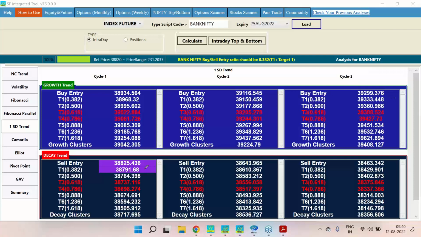We are at 38,799, but the Bank Nifty entry has to be made at 38,800 or below only. So Bank Nifty must be sold at 38,800 or below, as per the calculation 38,791. This is the place we should sell the Bank Nifty, and if you are selling here we must hedge it with a 38,800 call option buy. So this is the simplest hedging technique.